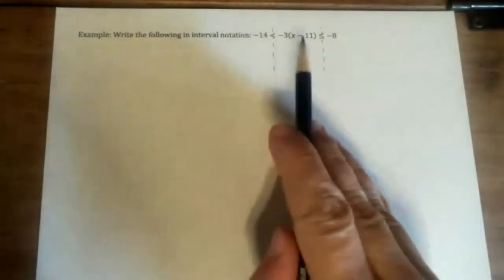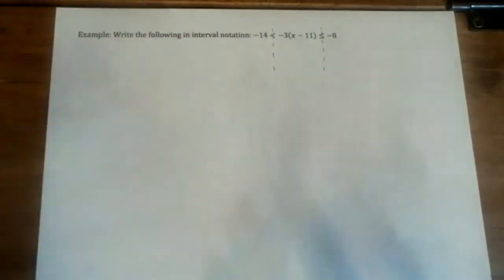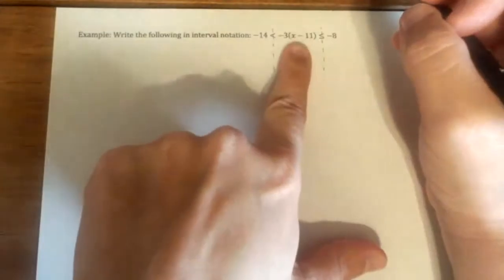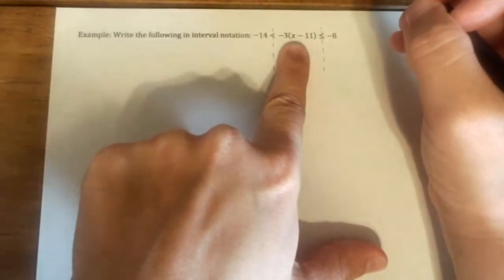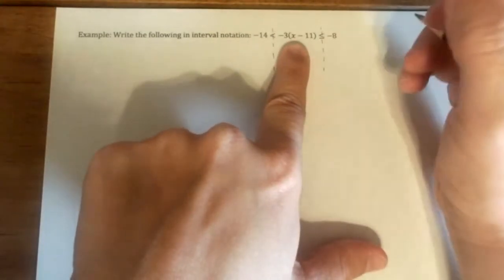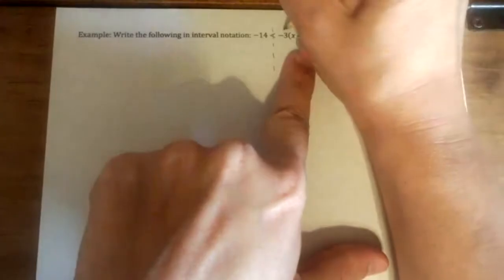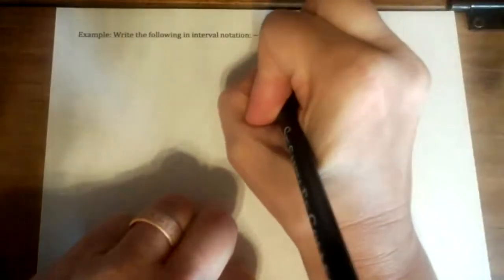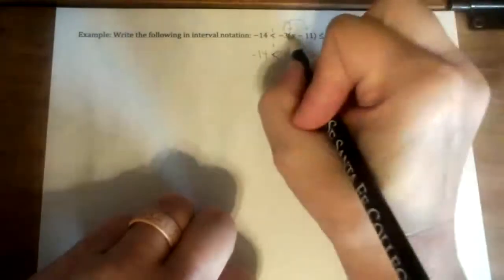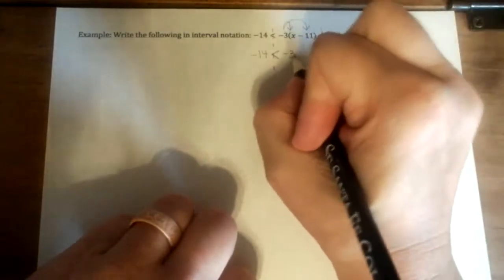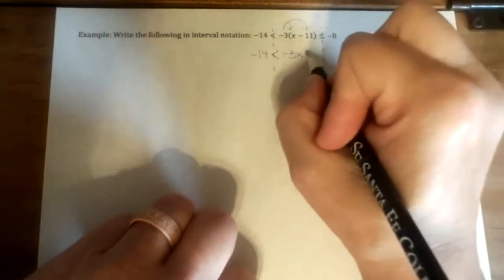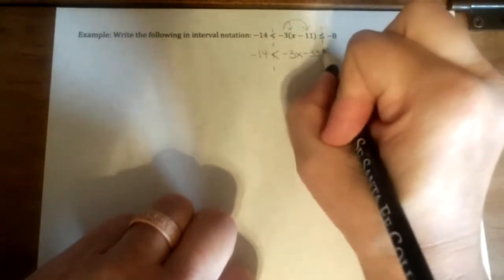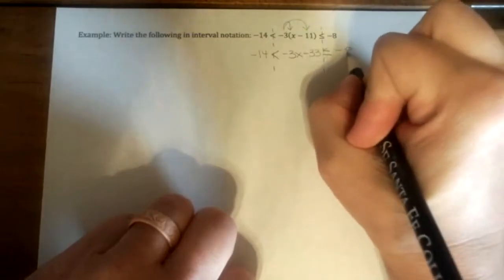So now if I separate my inequality symbols, if you notice, I have 3 sides of the equation. I have the left side, I have the middle, and I have the right side, but it's still the same thing. Just remember, what you do to one side, you have to do to all sides. So let's try to get x by itself. If I have negative 3 times x minus 11, let's go ahead and distribute that negative 3. So I have negative 14 staying the same, our less than sign staying the same. Negative 3 times x would give us negative 3x. Negative 3 times negative 11 would give us negative 33, less than or equal to negative 8.